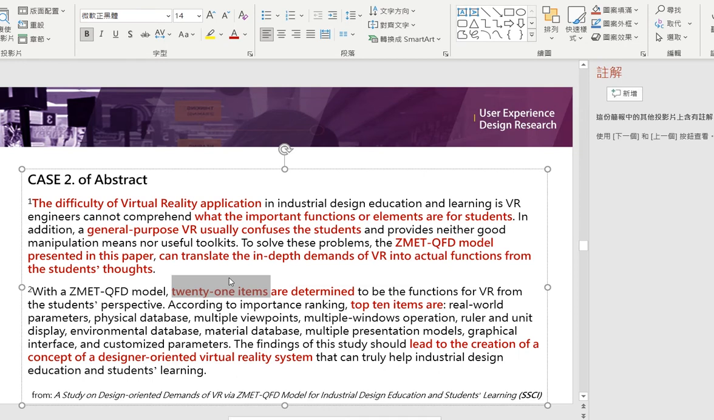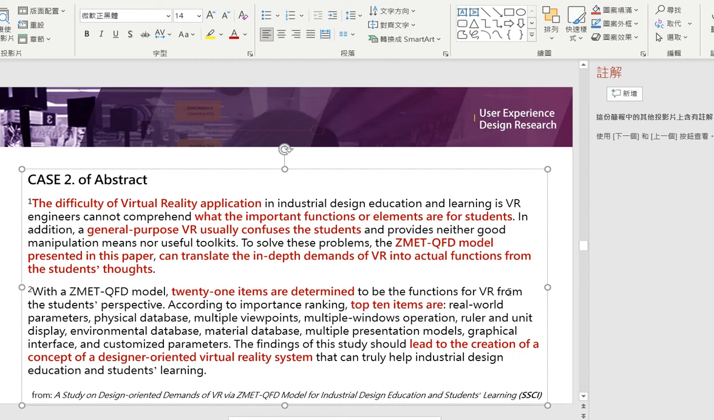I asked almost 120 engineers and students related to industrial design. I used the MBT QFD model to help find, if I remember right, almost 70 to 80 needs, and used the model to translate them into a high ranking. I just chose the higher-ranking items to be determined, and according to these items, you follow the functions to develop the VR environment. That is why I mentioned 21 items.